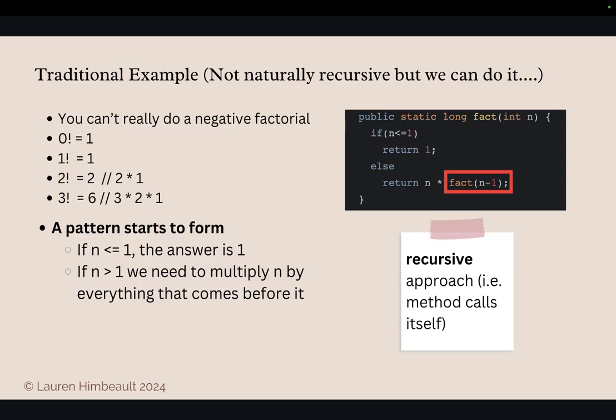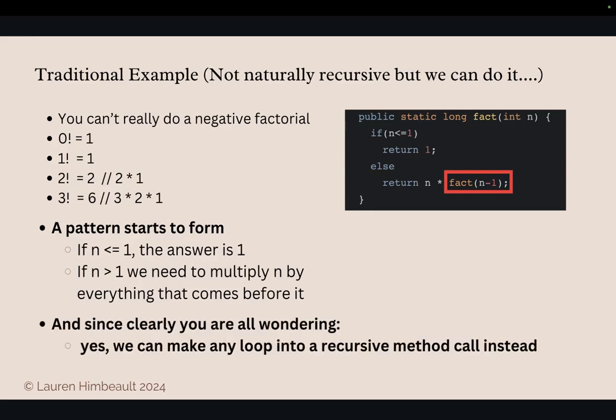We can have an if statement that tells us that if n is less than or equal to 1, we know that the value is 1, so we return 1. And in all other situations, we take our current value and multiply it by the value that comes before us, so factorial of n minus 1. So yeah, we can make any loop recursive.